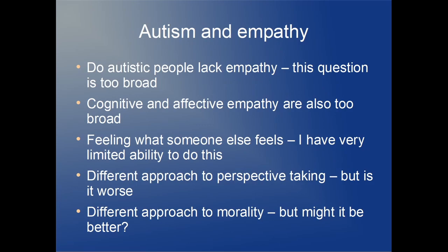Now let's relate all this back to autism. Do autistic people lack empathy or not? I think that question is too broad. I think we need to understand how autistic people score on each of the aspects. I think that's a much more useful way, because you could have a situation where autistic people score very highly on some aspects and very low on other aspects. That's potentially possible.